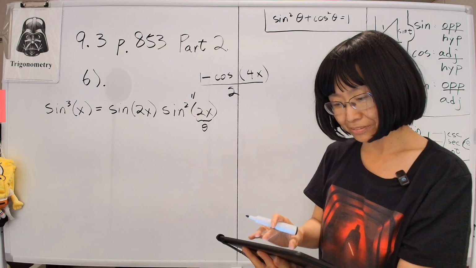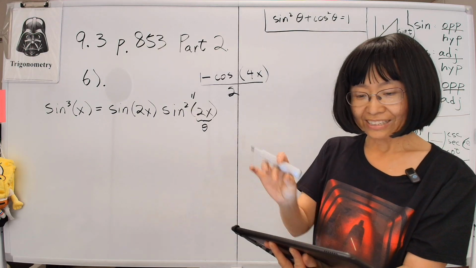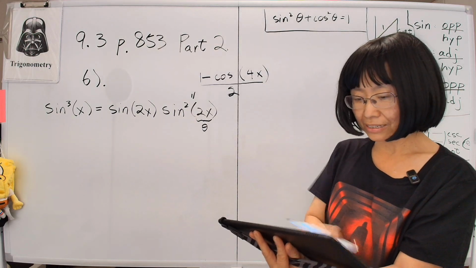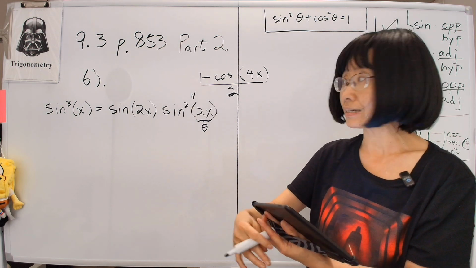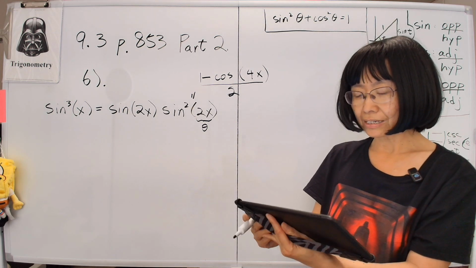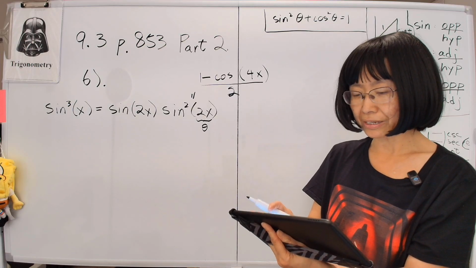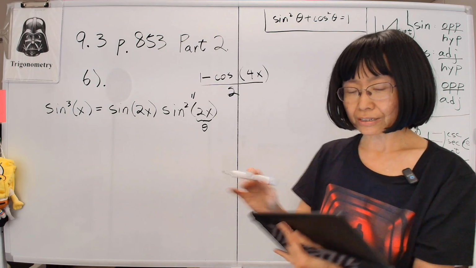That is example 6. All right, so next, please turn to the next page, page 854, and let's look at the half angle formulas. Now let me write that down.